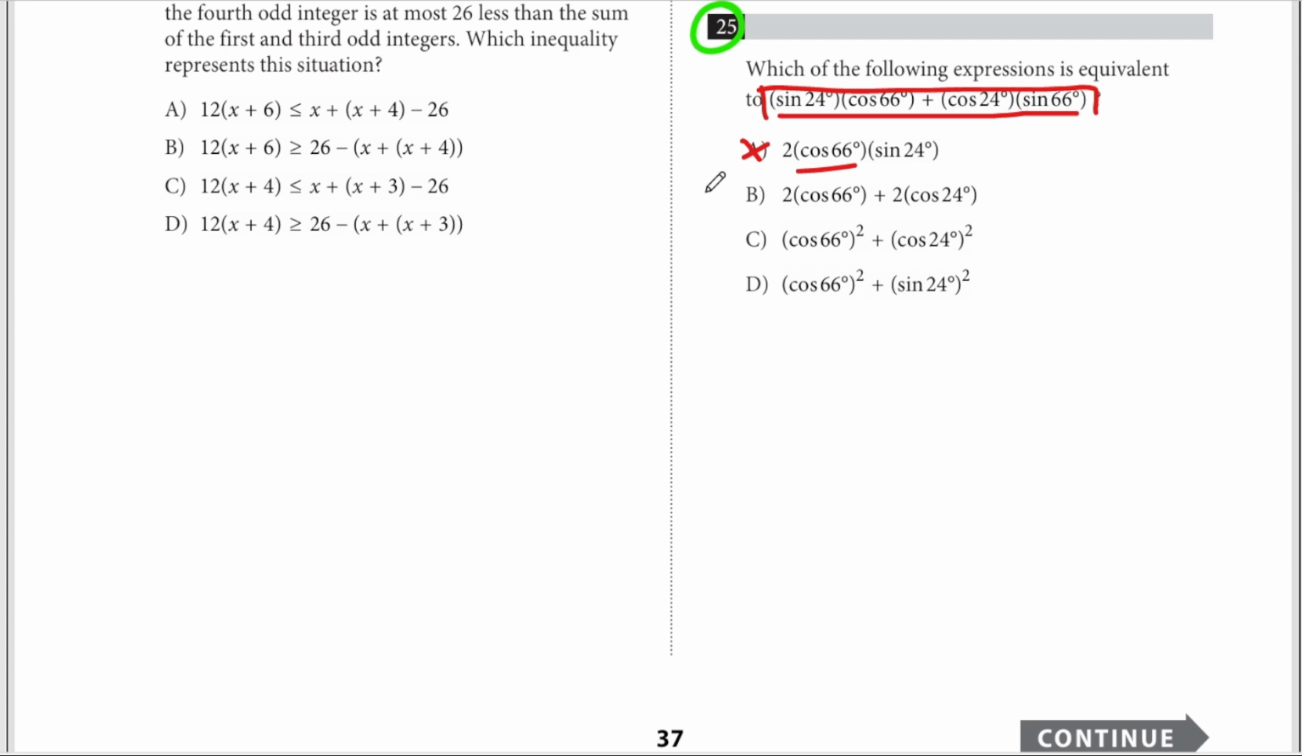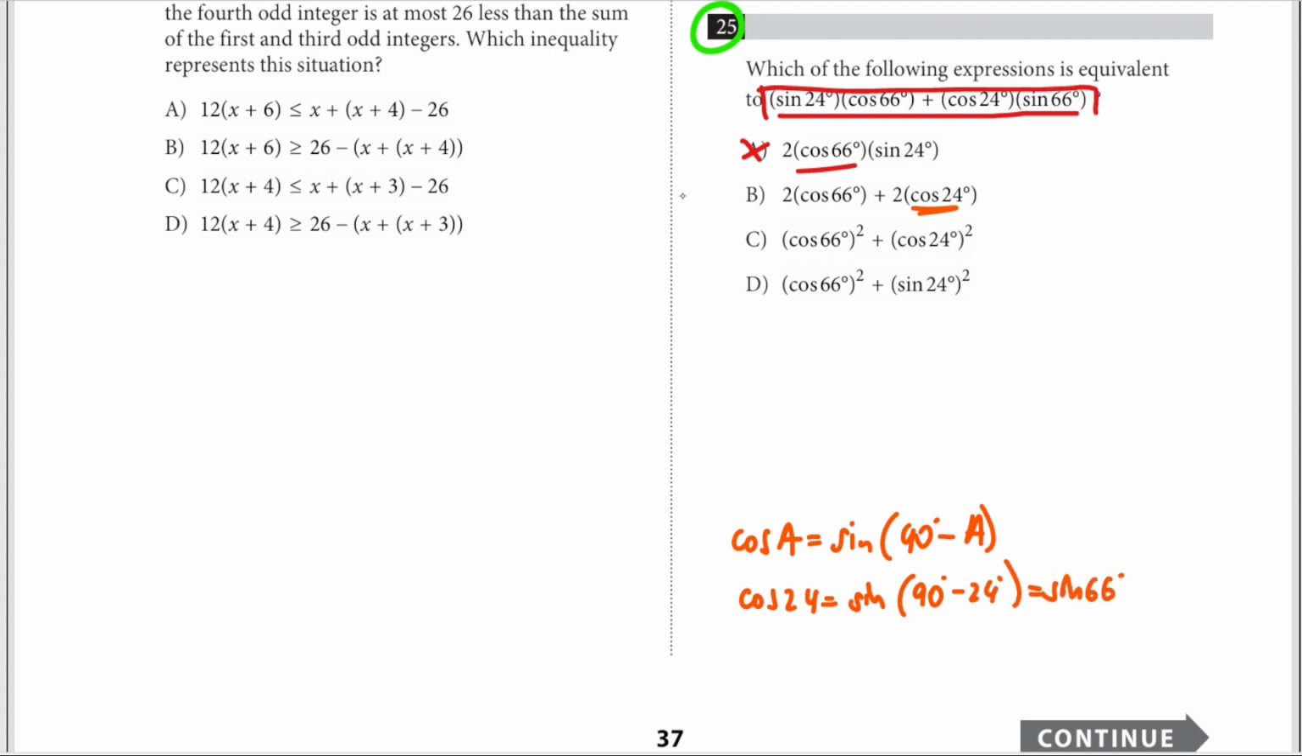What about option B? We can use something similar, where cosine of 24 is equal to sine of 66. Remember one more time, cosine of A is equal to sine of 90 degrees minus A. So cosine of 24 is equal to sine of 90 degrees minus 24 degrees, which is equal to sine of 66 degrees. Hence, we can rewrite B as 2 cosine 66 degrees plus 2 sine of 66 degrees.